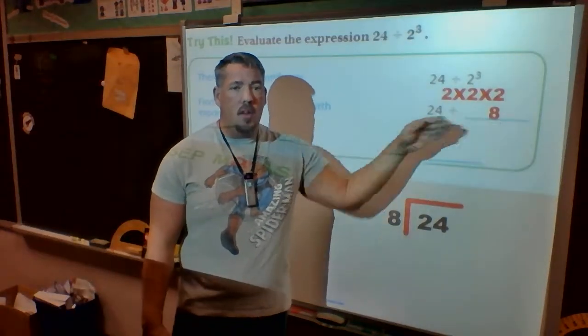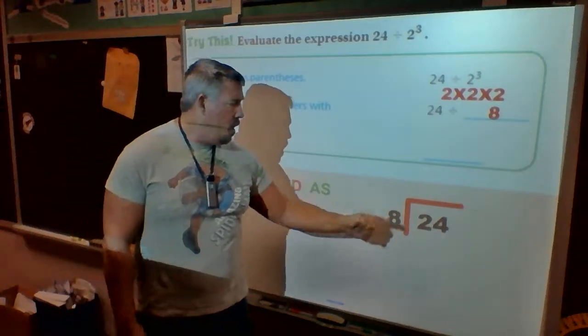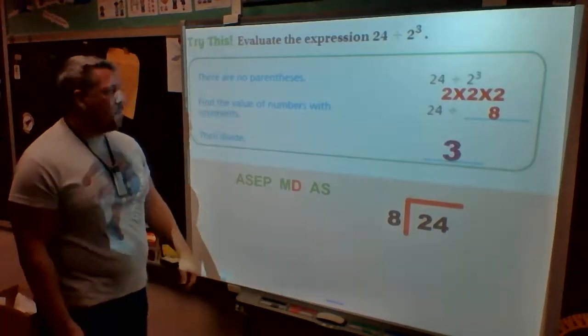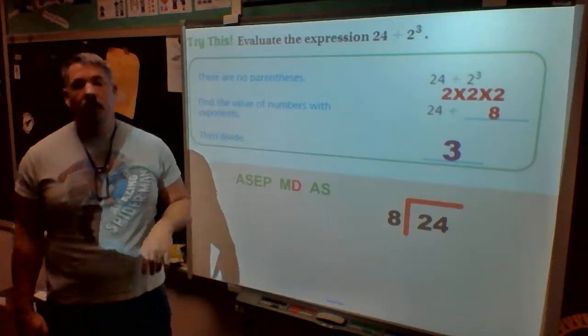My second one in my expression is my divisor on the outside of the box. 24 divided by 8 then tells me that my answer, my evaluation to this expression, is 3.